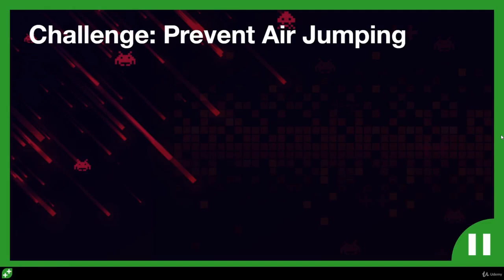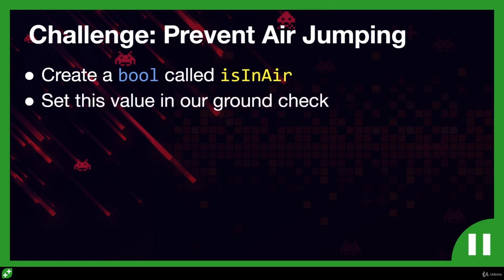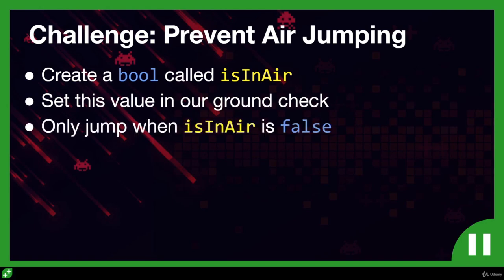So here's your challenge. I want you to prevent air jumping. Create a Boolean called isInAir, and you're going to want to set this value in our ground check. So if the rectangle is in the air, set this Boolean to true, and if the rectangle is on the ground, set this Boolean to false. Next, you're going to only jump if isInAir is false. So if isInAir is true, then pressing the space key should do nothing. Go ahead and pause the video now and try to implement this.